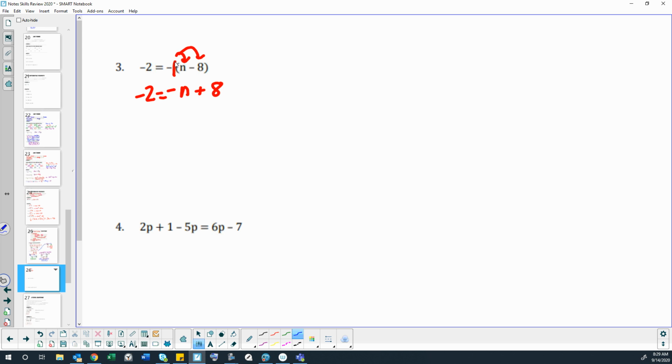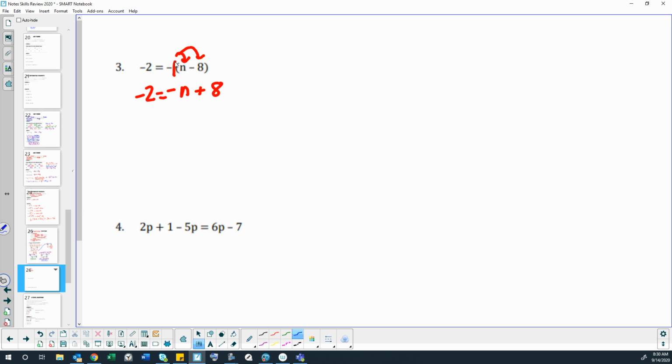Then step 2 would be combine like terms on one side. Step 3 would be combine like terms on the other side. There's nothing to combine. Step 4, we want to get the variable on one side. It's already there. We don't have variables on both sides, so we don't need to worry about moving anything variable-wise. So I think we're on step 5, which is just to isolate the variable.